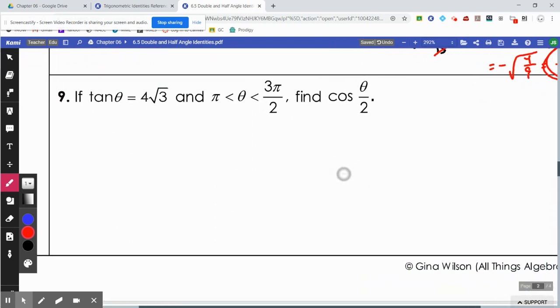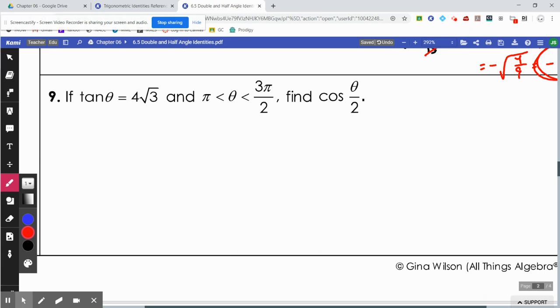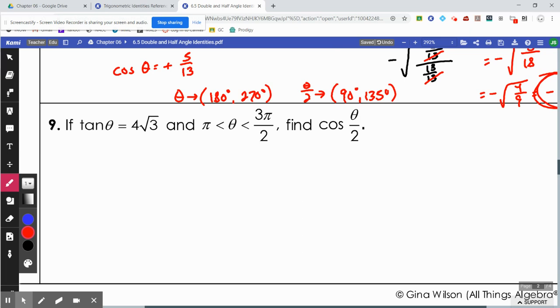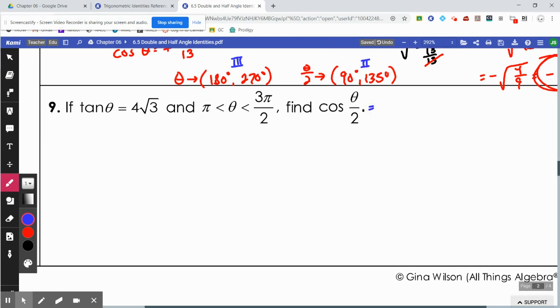Number 9. We're given a tangent, and we're given that we're somewhere between 180 and 270. Our theta is somewhere between 180 and 270. So therefore, theta over 2 will be somewhere between 90 and 135. Now, what quadrant is that? Let's see, our theta, let me do it in a different color, 180 to 270, our original angle is in quadrant 3. Our half angle is between 90 and 135, which is in quadrant 2. That's going to be important to us. And we're looking for the cosine of theta over 2.